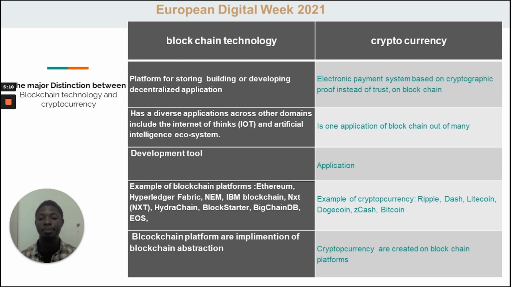Another major difference is that blockchain technology is a development tool, whereas cryptocurrency is an application. As common examples of blockchain technology, there are platforms that you use in order to develop decentralized applications, such as Bitcoin. One example of those platforms is the Ethereum platform, or the Hyperledger Fabric platform, or the IBM blockchain platform. For cryptocurrency, because it is just an application, examples are Litecoin, Zcash or Bitcoin.